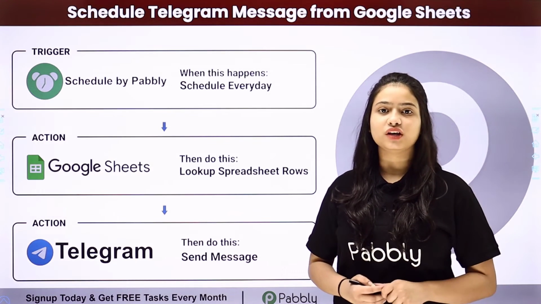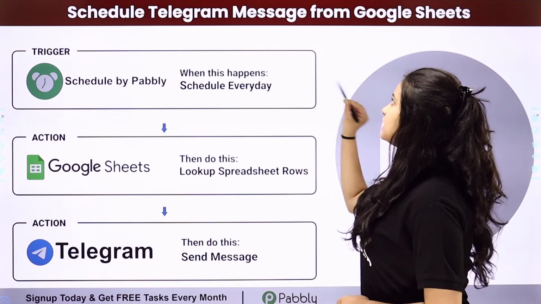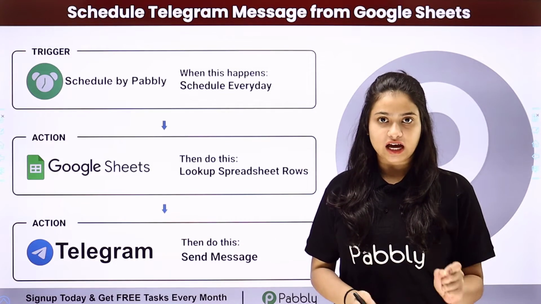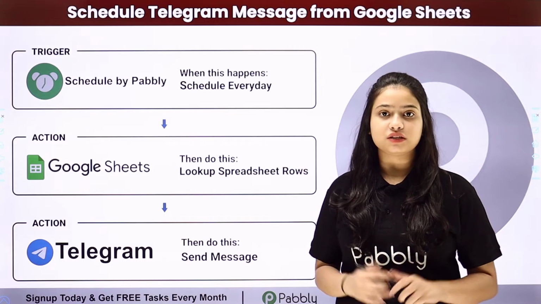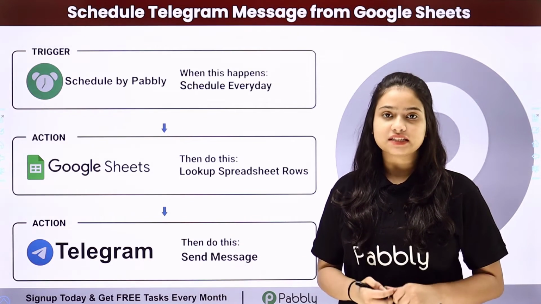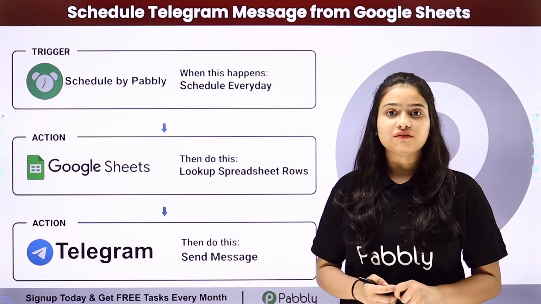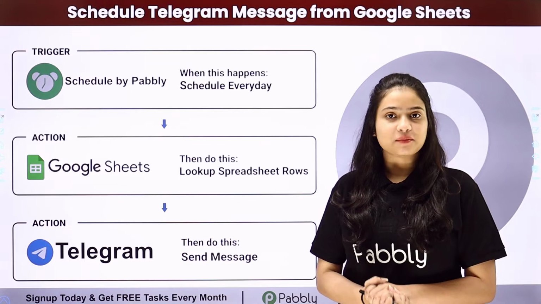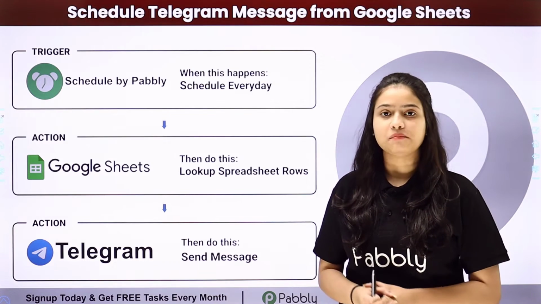In today's video, we are going to learn how to schedule Telegram messages from Google Sheets. I want every day at a specific time, automatically a message should be sent on my Telegram channel from Google Sheets. So how are we going to automate this entire process effortlessly? For that, we will have to integrate all these applications. And for that, I am going to use an amazing automation and integration software, Pabbly Connect.